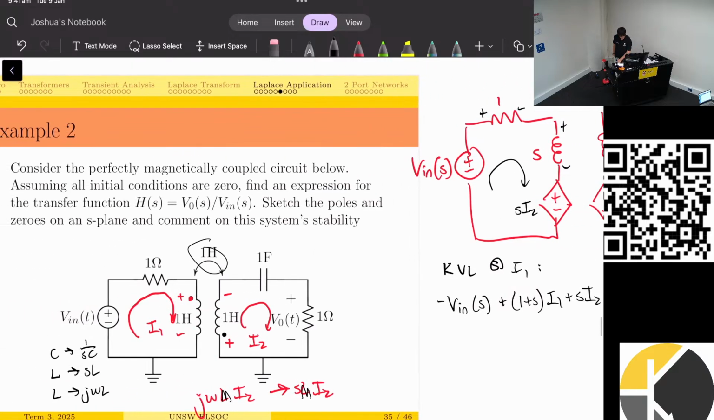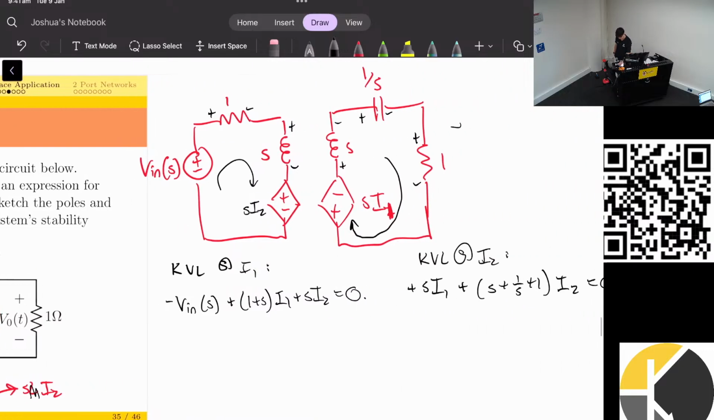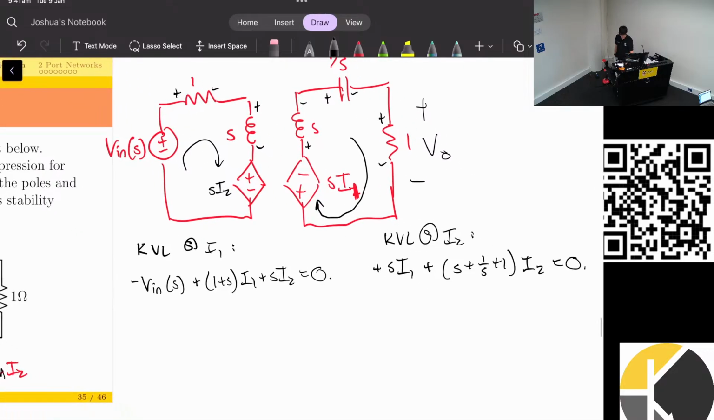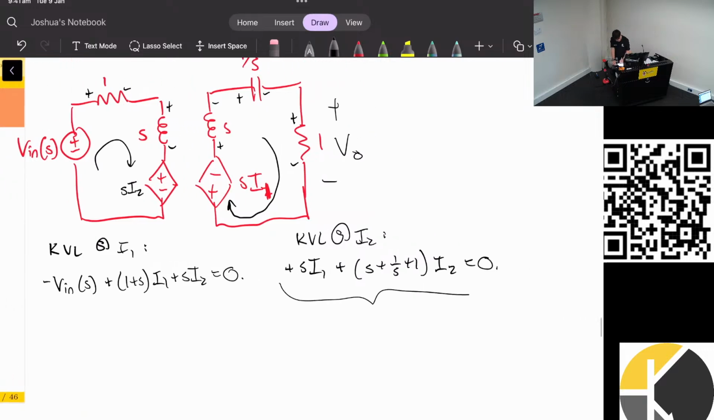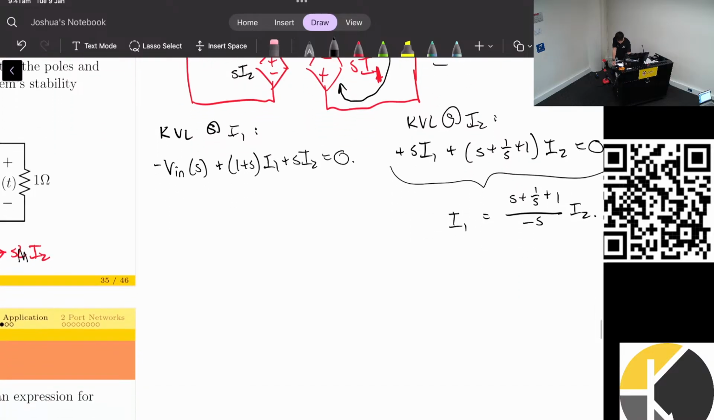So I'm interested in getting V out and V in. V out is this voltage here. So I probably want to get rid of I1, because then if I get rid of I1, I'll have an equation in terms of I2. And once I have I2, it's very easy to find V0. So I'm going to try and sub out I1 from these equations. So if I get I1 as the subject, this will be I1 equals S plus 1 on S plus 1 on minus S I2. And I'll sub that into my other equation.